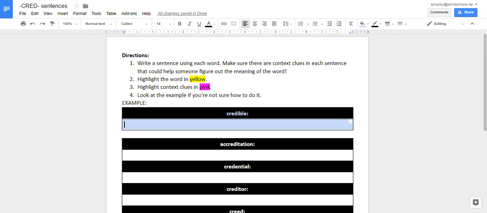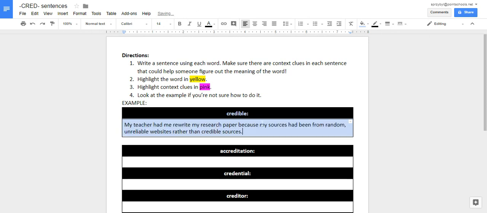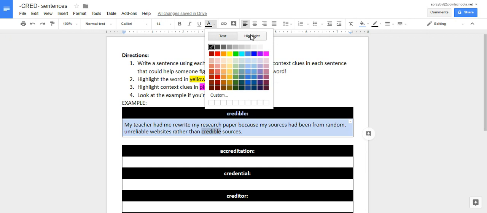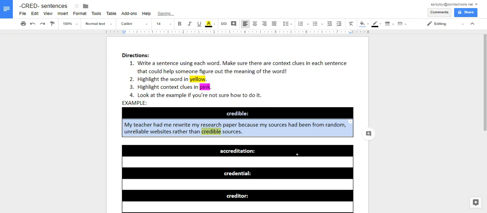All right. So the sentence that I've written for this one is, my teacher had me rewrite my research paper because my sources had been from random, unreliable websites rather than credible sources. So I've written a sentence. Now I need to follow the second part. All right, so in yellow, I just need to highlight our word. And I go up here and I go to highlight and I go to yellow. Okay, so now my word is highlighted in yellow.